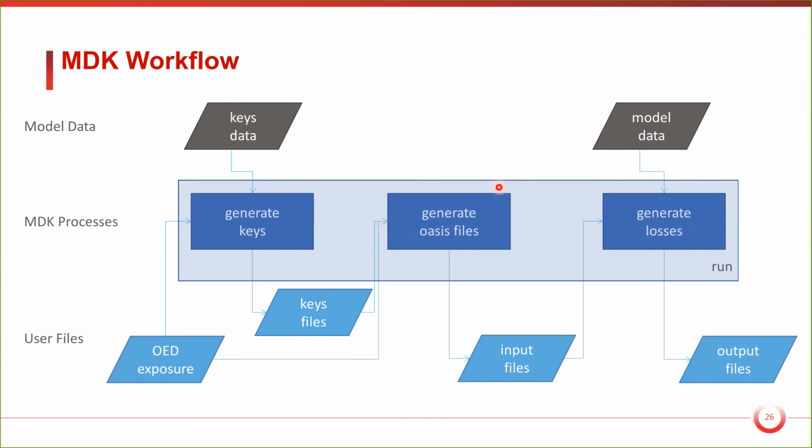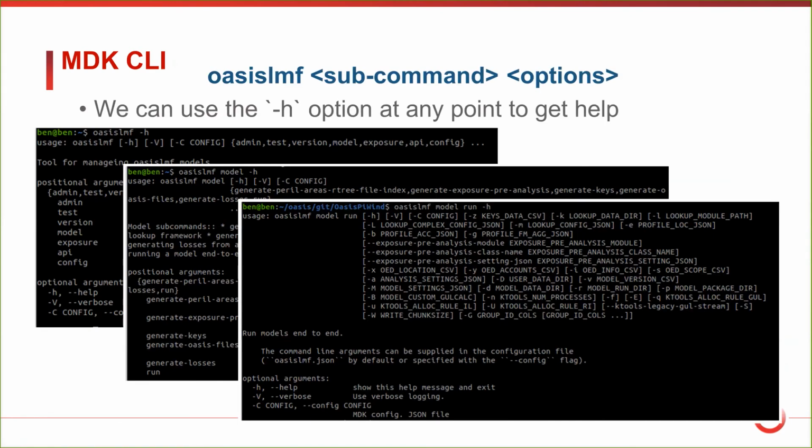And these are the command line requests that we can pass into the MDK. We also have an overriding command line request just called run, which will run all three together. If you point it to your exposure data and you point it to the keys that you want and the model data that you want, we'll see an example of this in a second, we can just use a very simple command in the MDK to run the whole process end to end and get some output files.